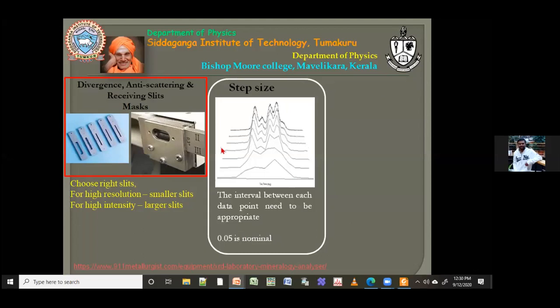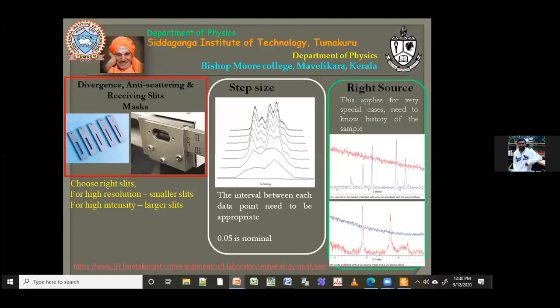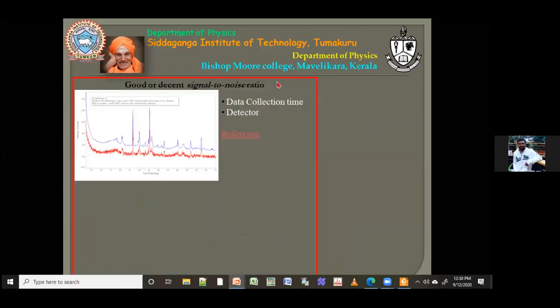Then what is the next thing? As we discussed, you should take care of the right source, which source you are using. I explained that in the previous slide, so I'm going to skip it. Next, you should have a decent signal to noise ratio.